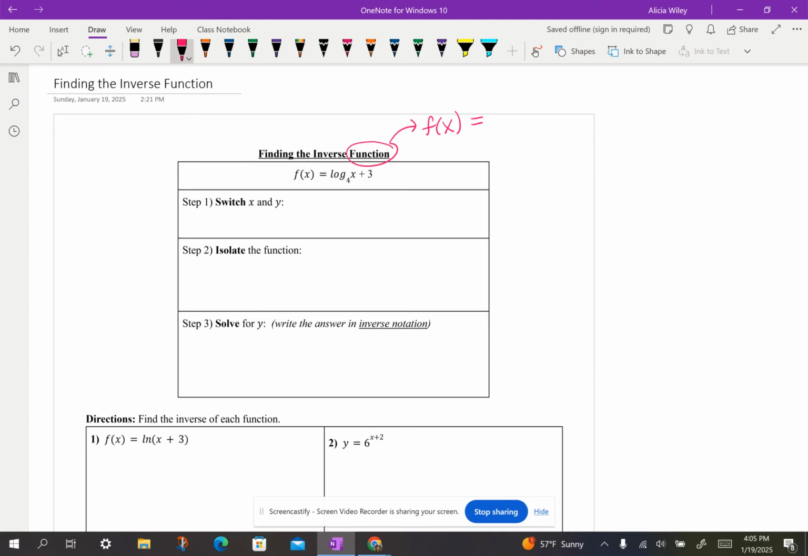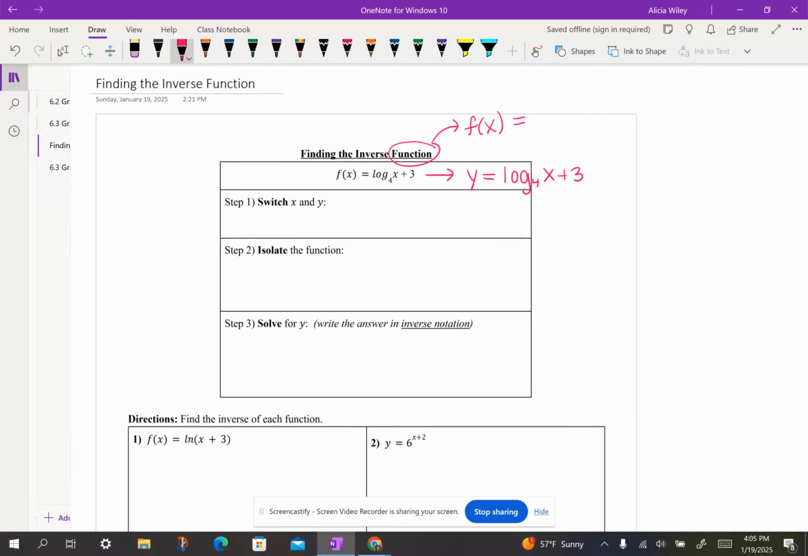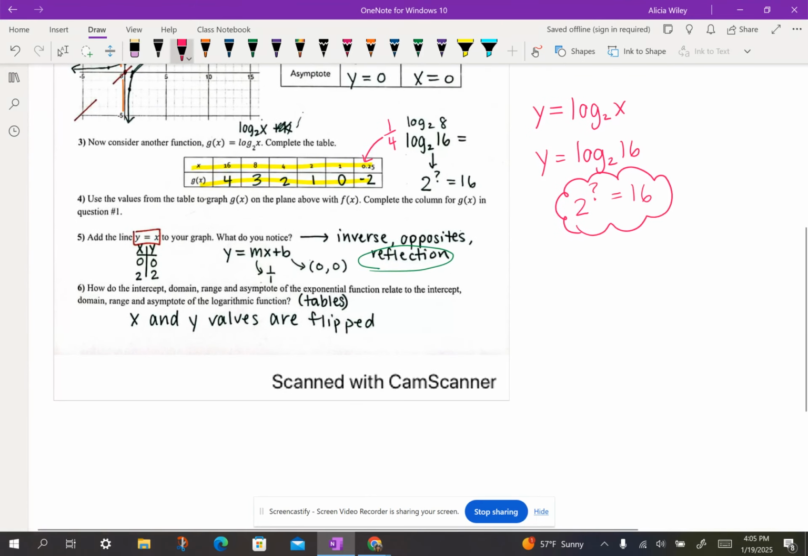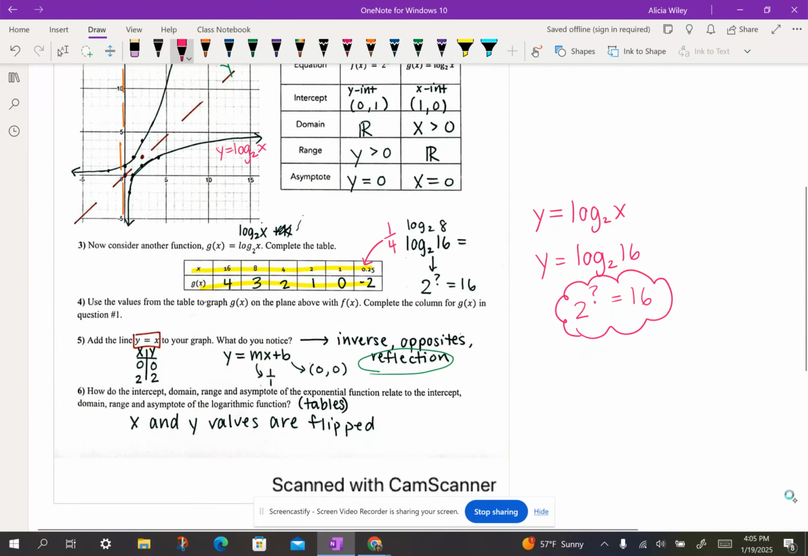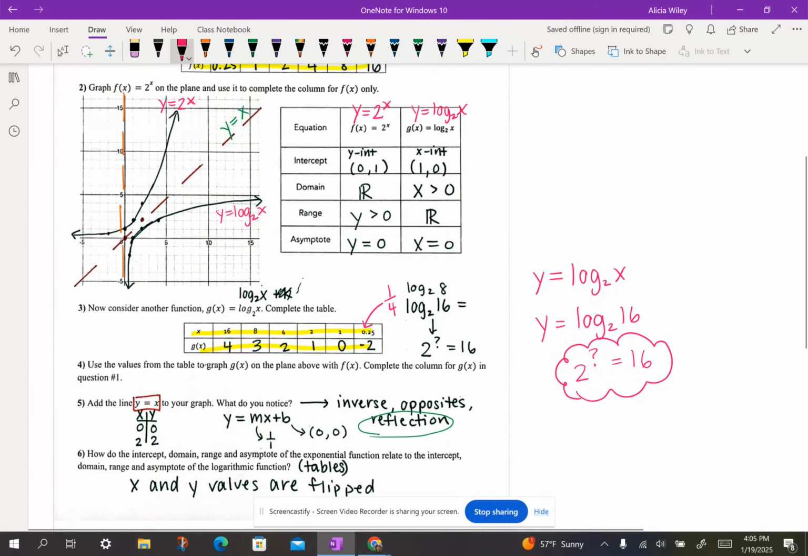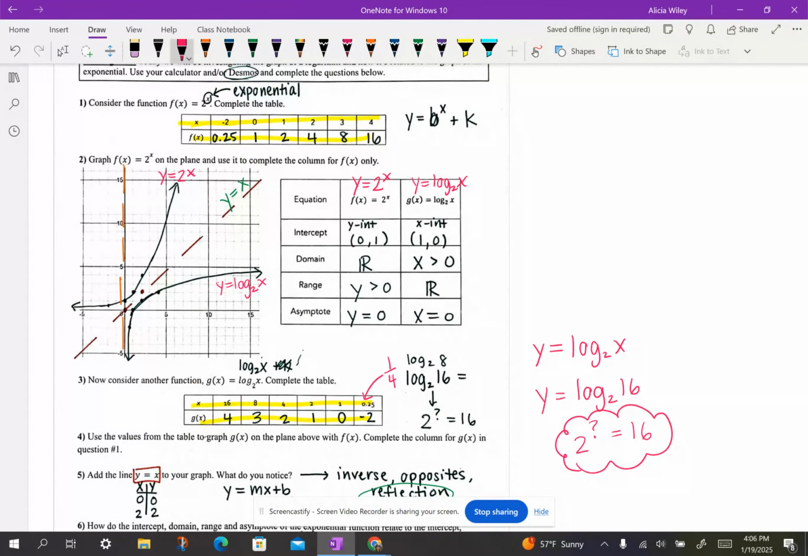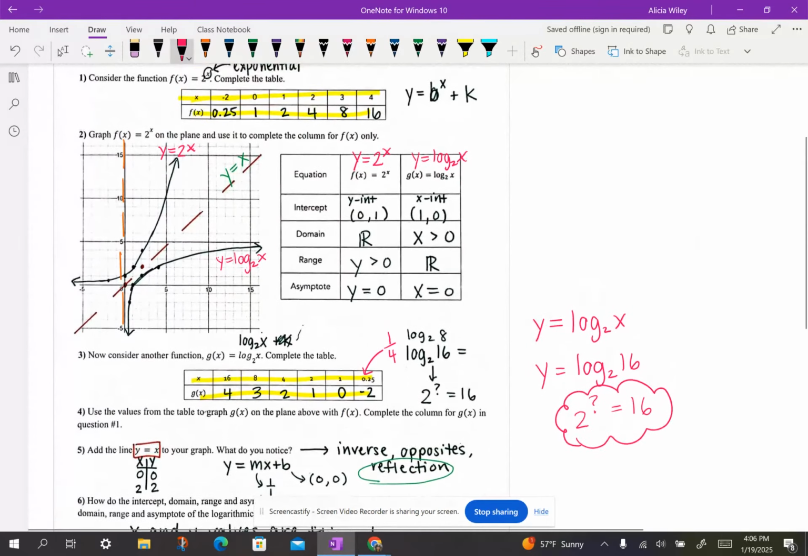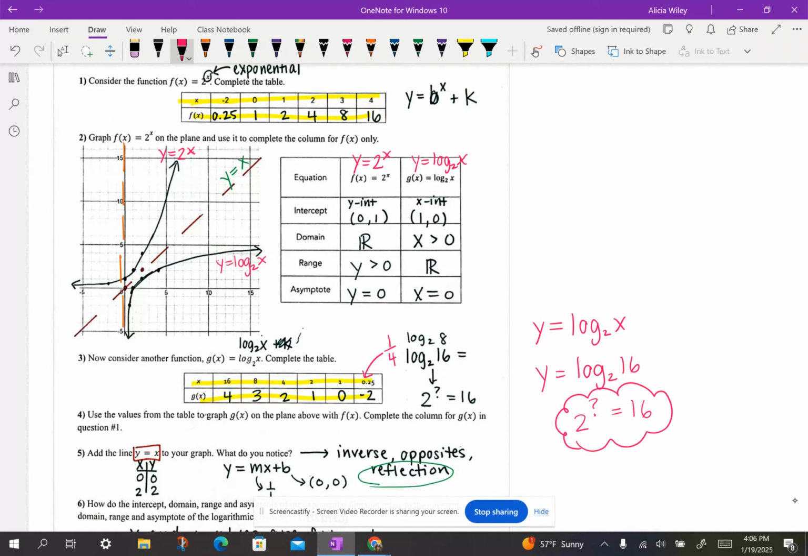The first thing that I like to do is rewrite my function with a y instead of f of x. I think it makes things less complicated for you. One of the things that we talked about in our discovery lesson last time was the fact that from an exponential function to its inverse log function, the x and y's switch places. That also goes the other way around. If you start with a log function and you go to its inverse exponential function, the x and y values literally switch places from one function's graph to another function's graph.